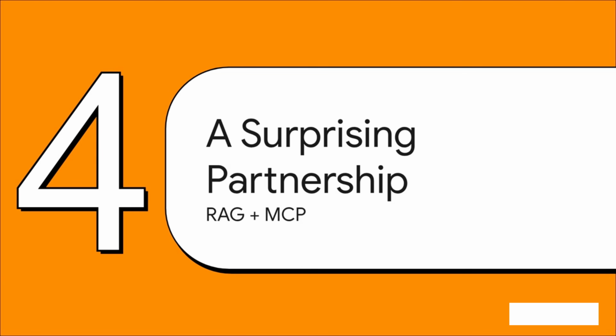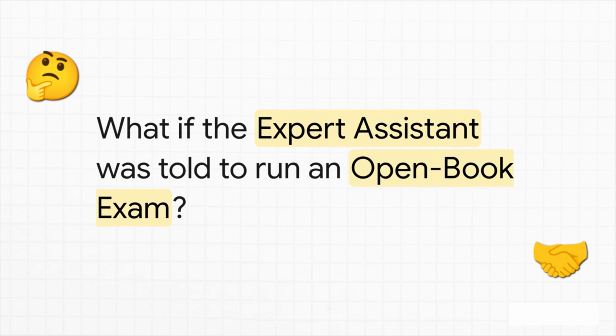So far, we've kind of painted this picture of them as rivals, right? RAG for books, MCP for tools. Team RAG versus Team MCP. But what if I told you they don't have to be competitors at all? What if they're actually partners? Let's go back to our analogy for a second. What happens if you tell your super smart expert assistant, hey, your job for the next 5 minutes is to go read these specific books and give me a summary?